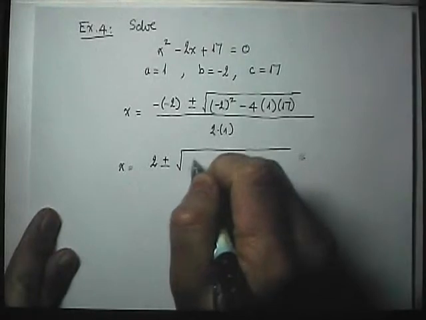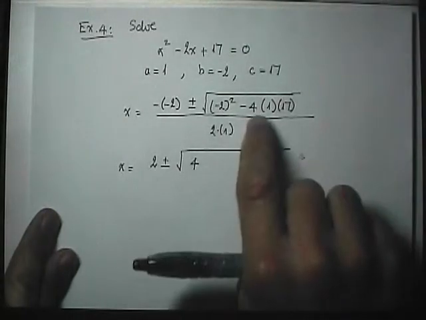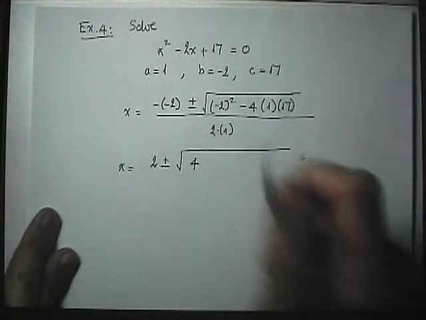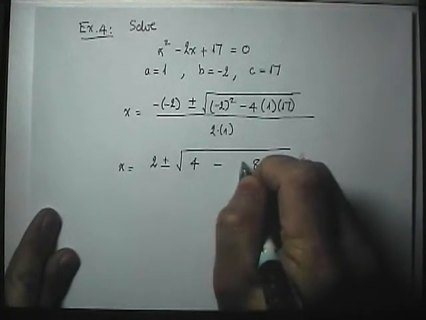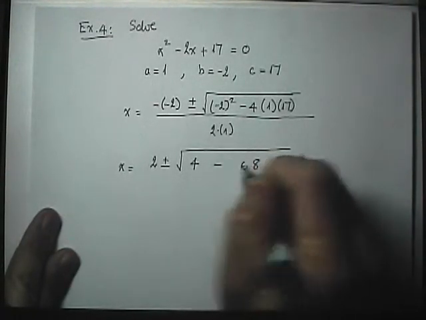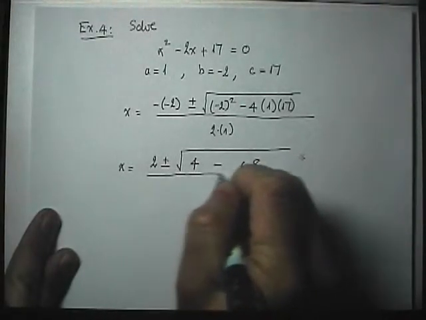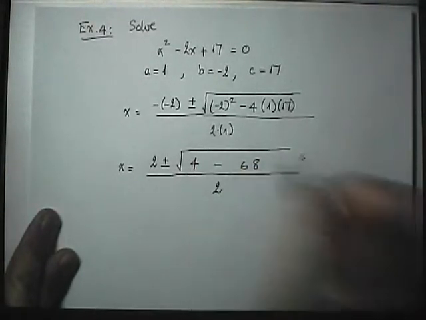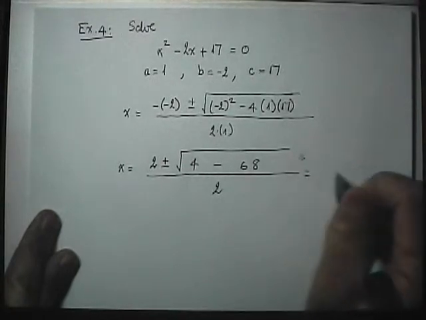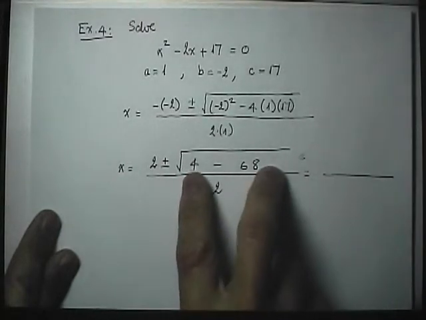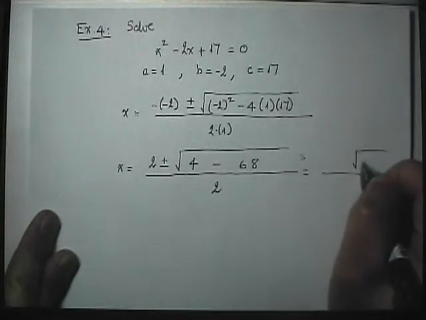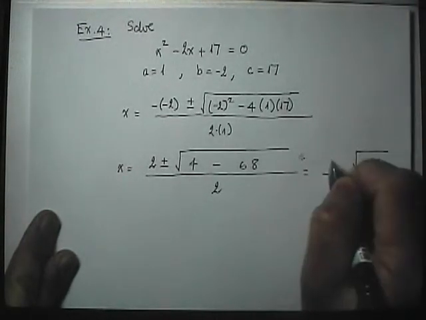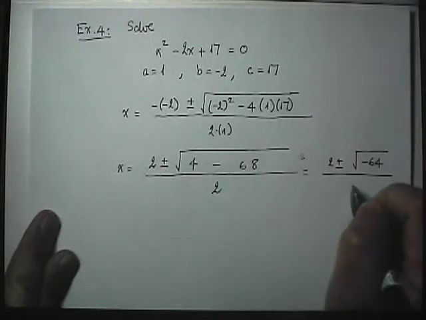Negative 2 squared is a 4. Now negative 4 times 1 times 17 gives me minus 68. We divide all that by 2. In my next step, the part underneath the long square root, 4 minus 68, becomes the square root of minus 64. And then we have 2 plus minus that, and you divide by 2.